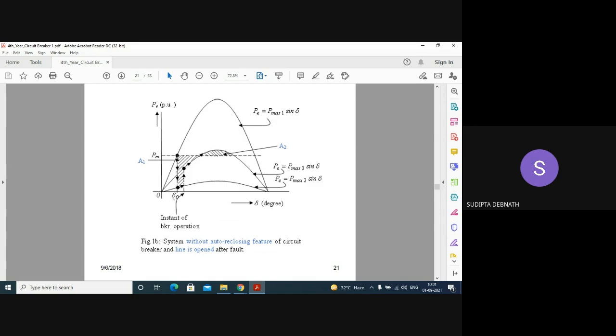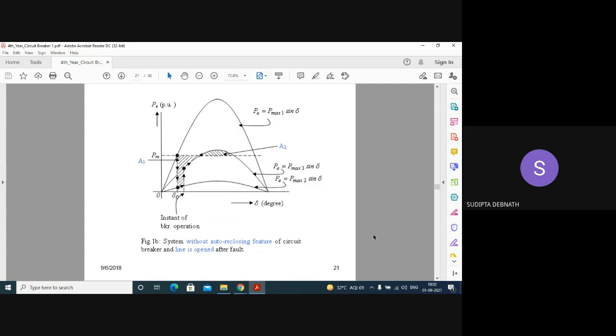It is the instant of breaker operation, but there is no auto-reclosing property, which means the breaker has not been closed. Breaker operation here means the fault is cleared and the contacts are open. But there is no auto-reclosing feature, so the contacts are not closed and you cannot shift to this position. It will continue moving in this position because only one line operation will be there. So it may be possible that this decelerating area is less than the accelerating area. If there is no auto-reclosing function, then it may be dangerous.